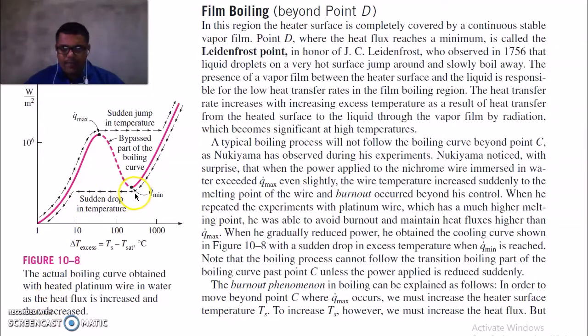So Q minimum is achieved when you cool the heater or decrease the power of the heater. Q minimum corresponds to the minimum heat flux, and if you further decrease the power, there is a sudden decrease in the temperature of the heating element, that is, a sudden drop in temperature. So this is the actual profile.